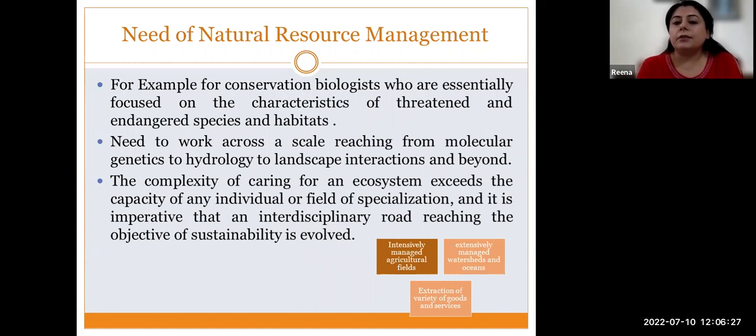All those things become a part of natural resource management when it comes to taking care of threatened species and habitats. Similarly, there is a need to work across different scales, from molecular and genetic levels, because if you are working on endangered species and habitats, you have to work even at the molecular and genetics level, and study the hydrology of the landscape interactions. That's why we will also be studying landscape ecology and watershed management.